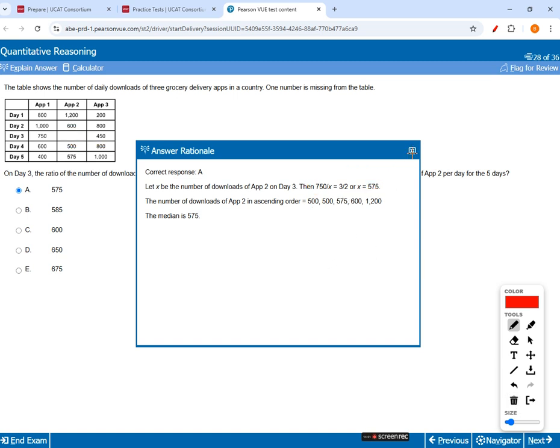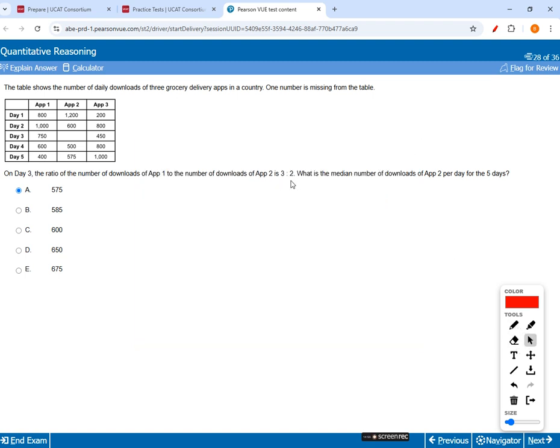So everybody, what was the challenge? No challenge at all in this one. It was super easy. Ratio was 3:2. Tables are 25. 3 times what gives me 750? Oh, 250, double that, 500. 3 is to 2, 500. Ascending order, third value, 500 plus our 500, which we found out here, 575. Moving on, next question.